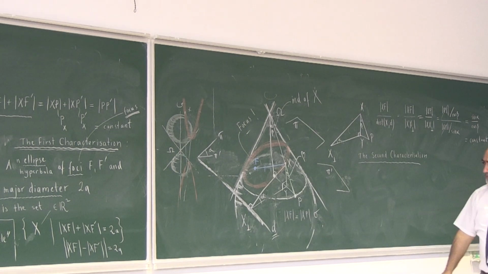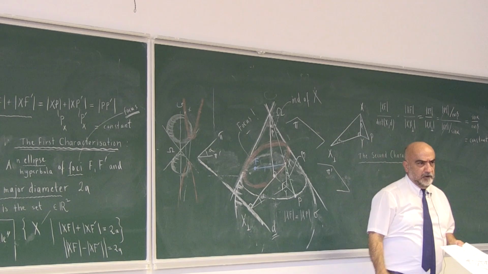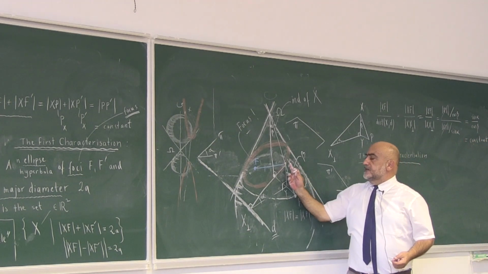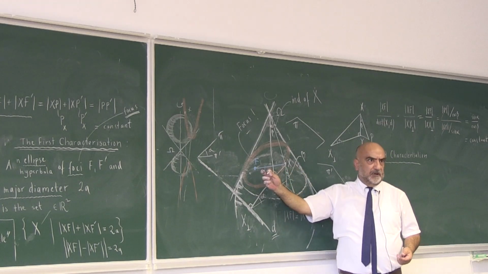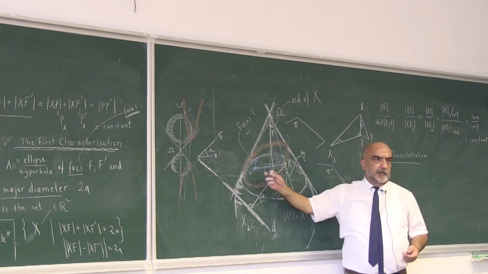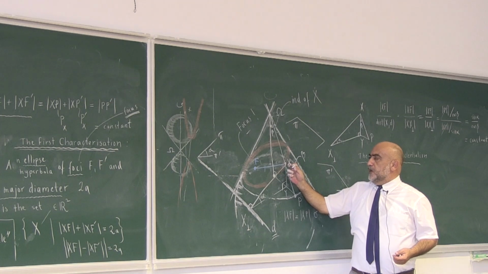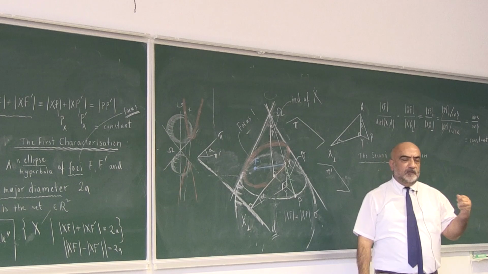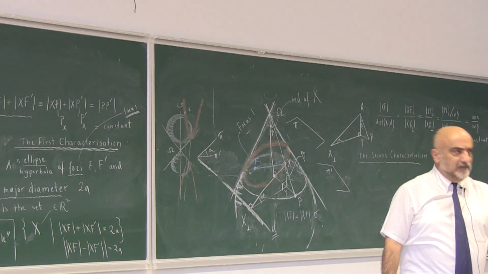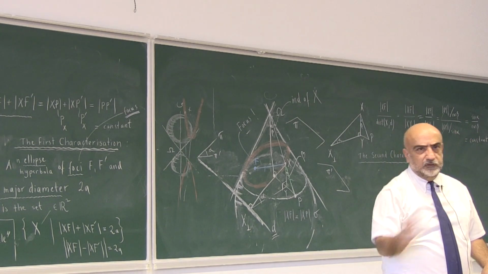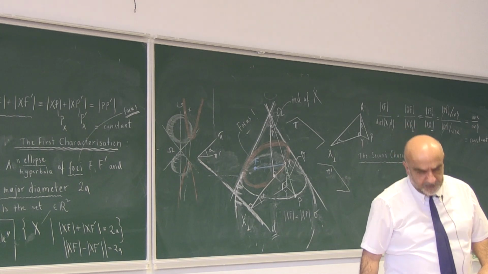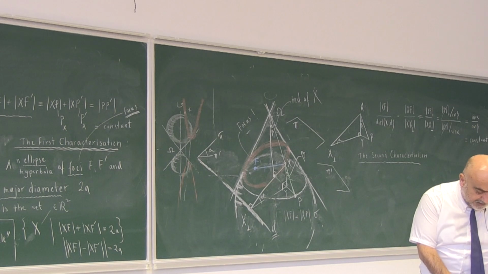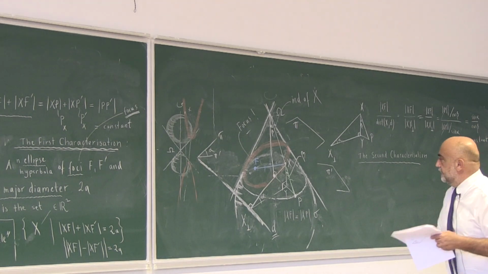Take x anywhere on your curve. Anywhere on your curve. If you measure the distance of x from the fixed point f, and the distance between the point x and the straight line d, the ratio of these two lengths is fixed. It's independent of the position of x. Now that is the second characterization.